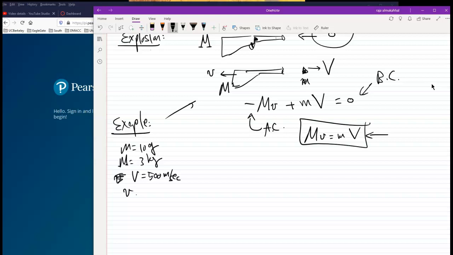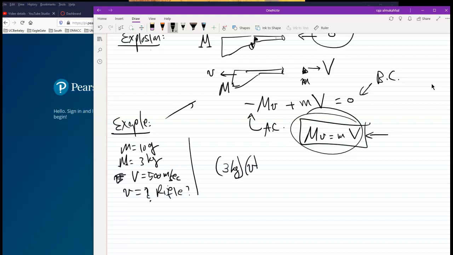And now you want to know the velocity of how much the rifle will jerk. So all you need to do is equate them, use this formula. The mass of the rifle is 3 kilograms times the velocity of the rifle, which we're looking for, equal to the mass of the bullet, 10 times 10 to the negative 3 kilograms, times the velocity, 500 meters per second. And then you work it out.